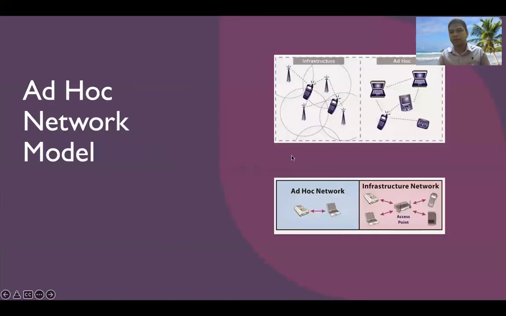This is the model of an ad hoc network. This is in terms of infrastructure, and this is ad hoc. So this is an ad hoc network, and this is also an infrastructure network. You can compare the ad hoc network and the infrastructure network. In this diagram, in the infrastructure network we have an access point in the middle to connect all the devices. But in an ad hoc network, we only connect device directly to device.